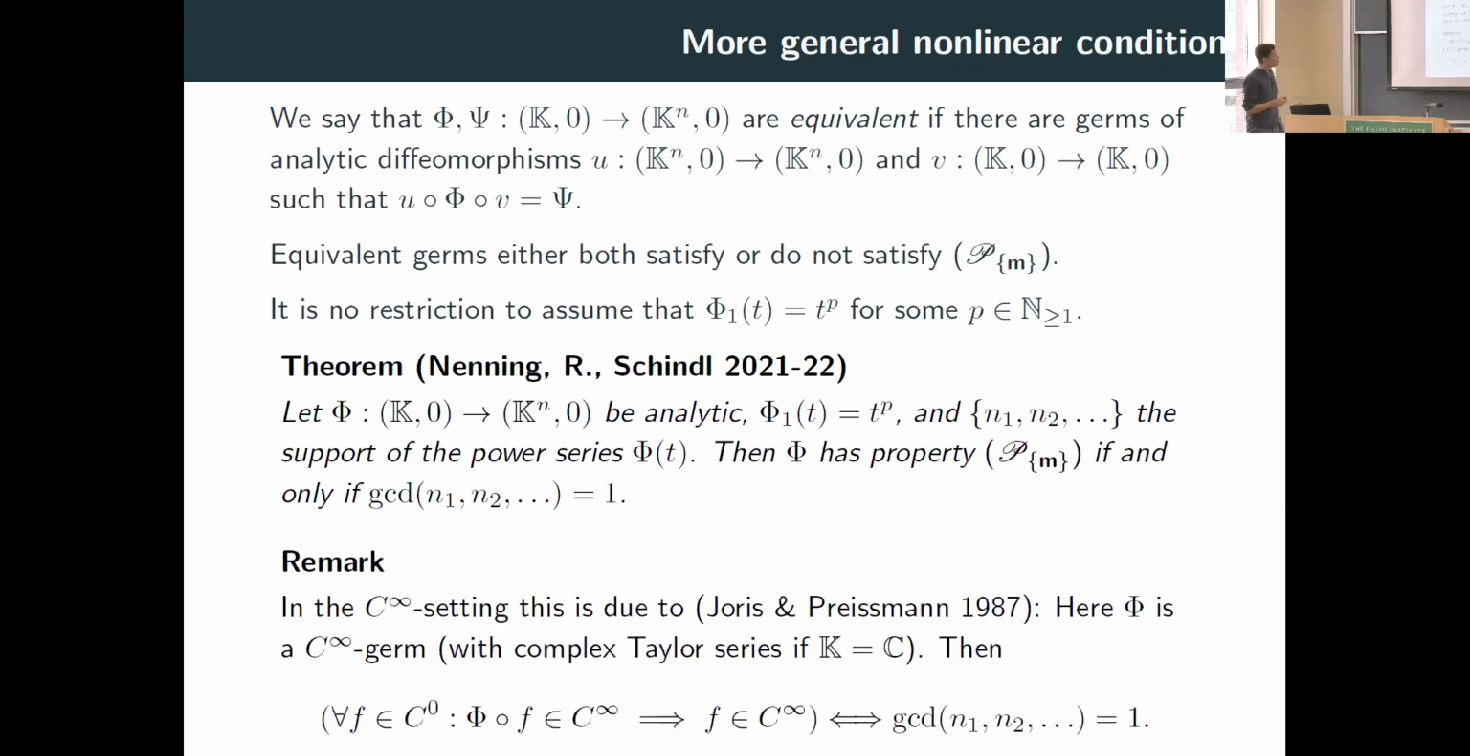Okay, so in the C-infinity setting, as I said, this was studied by Joris and Preissmann, and in this case they treat C-infinity germs. In case that we are in the complex domain, then you have to ask that it has a complex Taylor series, right? And the characterization is just the same as in the C-infinity setting.